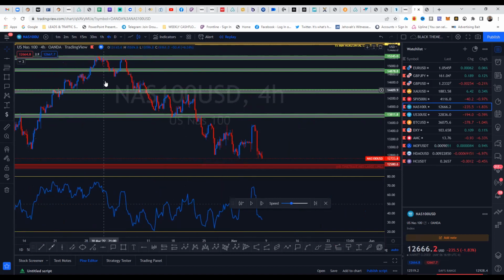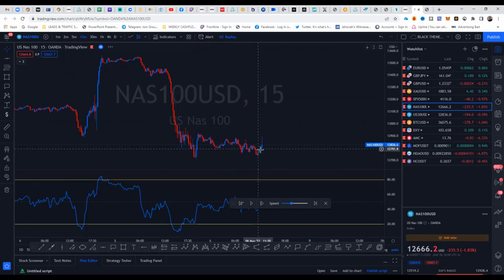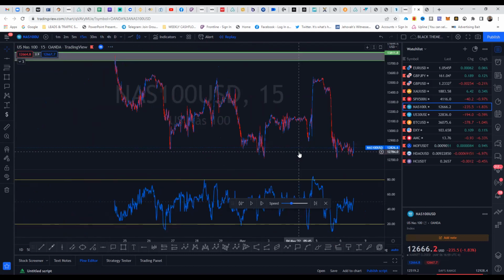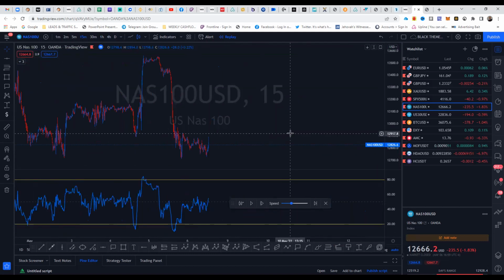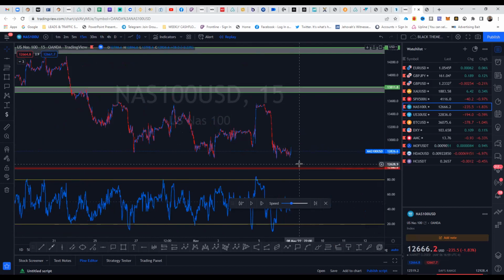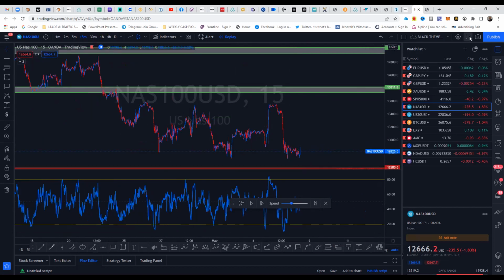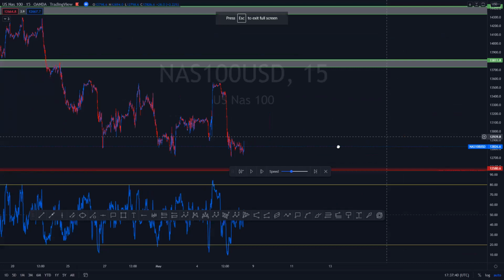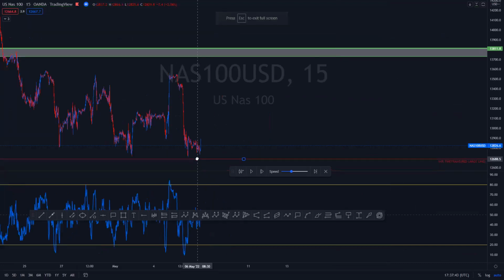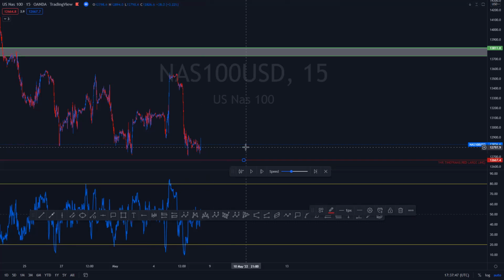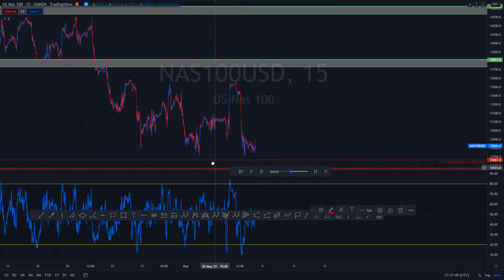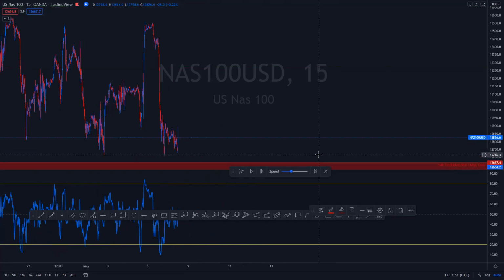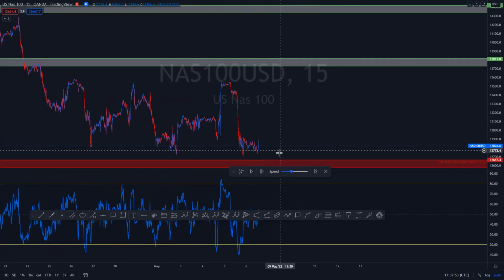And then once I've marked everything up, I will go back to the 15-minute and figure out exactly how I'm going to get on my sniper entry. I probably will move this up just a little bit more, down to here. Maybe just a tad bit more.